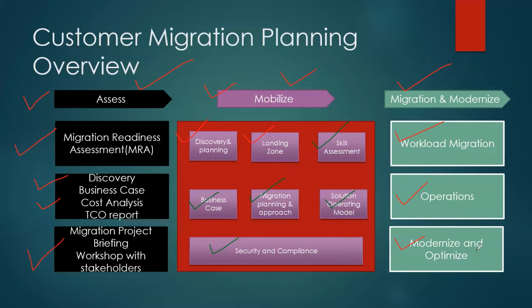So all these things are done in modernization and optimization. The licenses part, so are they having correct license for the database? All these things are discussed in modernization and optimization. So you understand the basic concept of how customer migration planning overview and approach is done, based on various phases: phase one assessment, then mobilize, then after that migration and modernization of the infrastructure. So I hope it gives clarity.